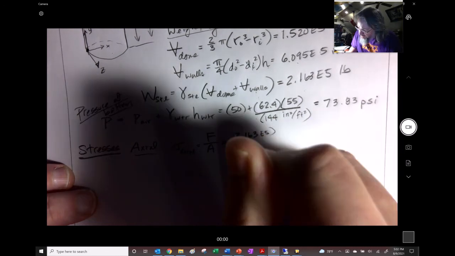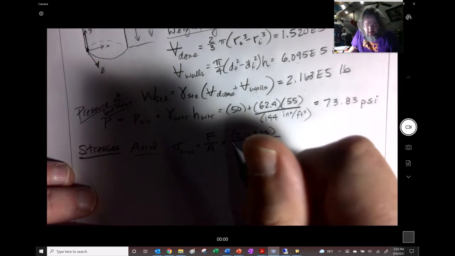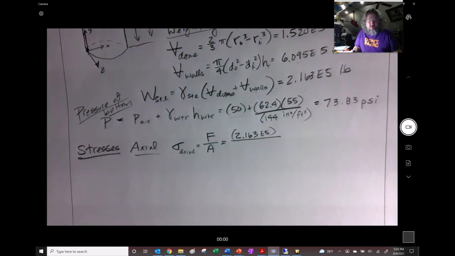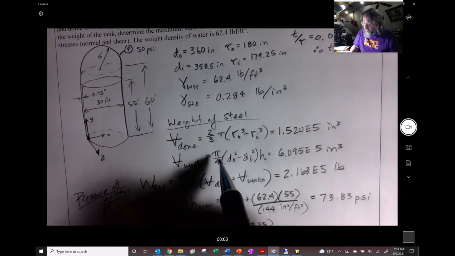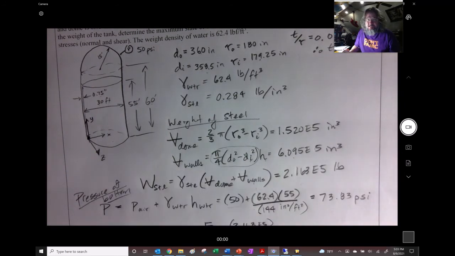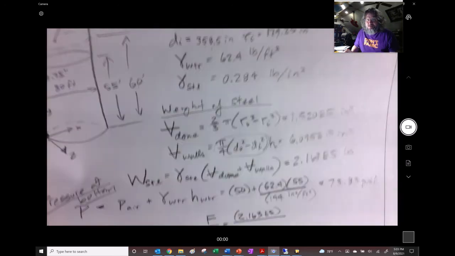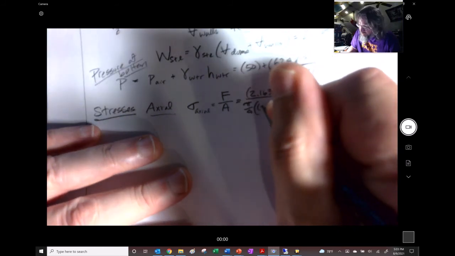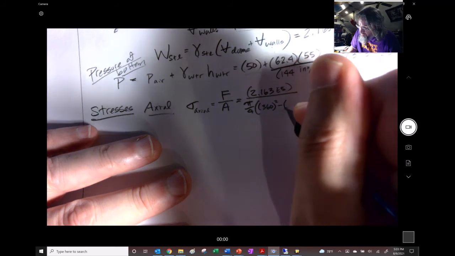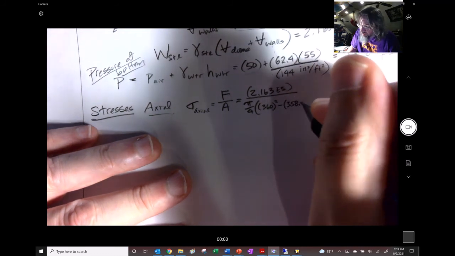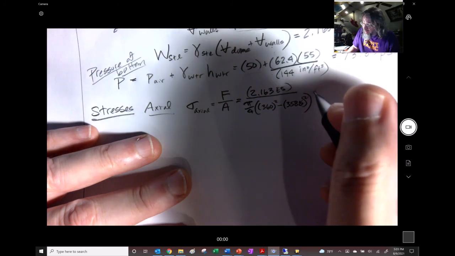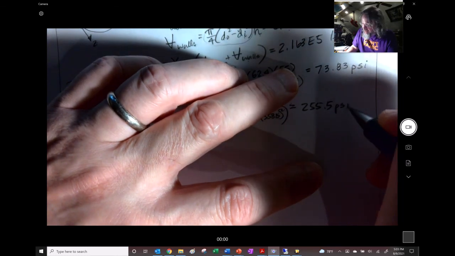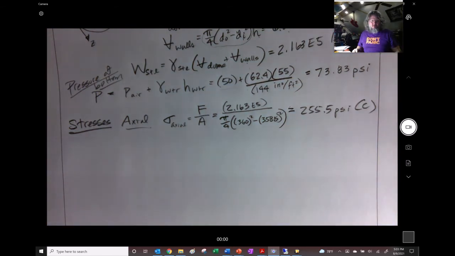So we have 2.163 E5, and did I ever calculate the thing out? I don't think I did, but I did it on my own page. I found out what the area of the wall was. So actually, up here I did it as a separate step, and so I was able to reuse that step right here. If we had that right here, we'd go pi over 4, and then 360 squared minus 358.5 squared. And what we end up finding is 255.5 psi compression. Important to note, it's compression.